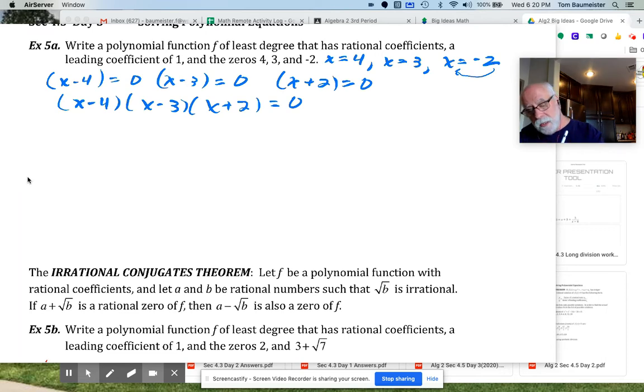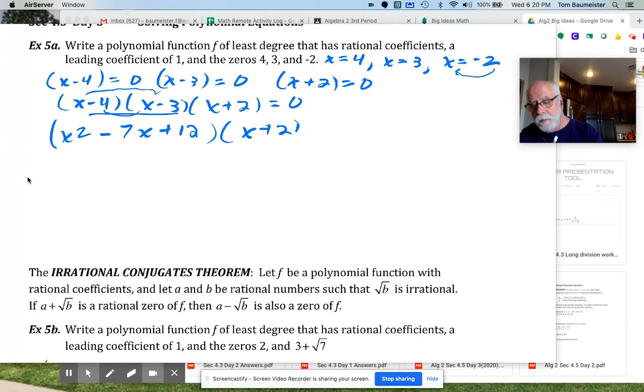So now we started with these in section 4.2, I believe, where I would take these two and multiply them. So let's go ahead and multiply those two. We're going to FOIL it. The first terms are x squared. The outside terms give negative 3x. The inside terms give negative 4x. If I add those together, that will give me negative 7x. And then negative 4 times negative 3 is a positive 12. So we multiplied those two together, and then we have our x plus 2. And again, this is all going to equal 0.